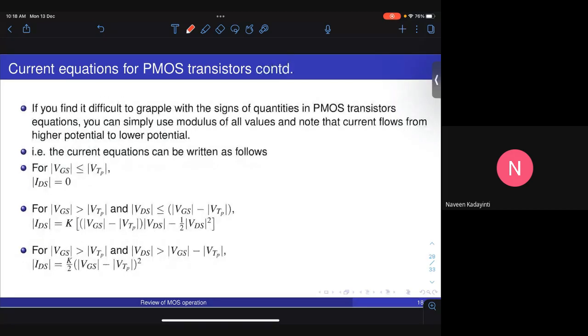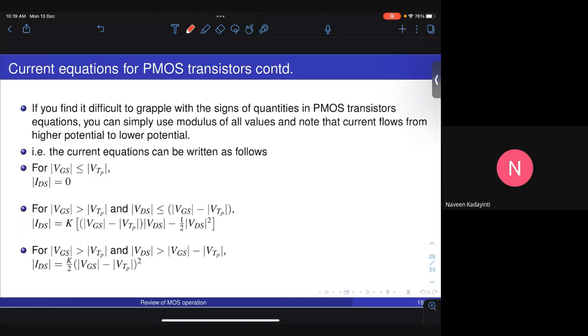Sometimes it is a little difficult to grapple with the negative VT and negative gate to source potentials of the PMOS transistors. If you want a simple trick, one easy way to look at it is whenever you look at PMOS transistors, always look at the modulus values. So modulus of VGS is less than mod of VTP, which means the equations look very similar to the NMOS transistor also.